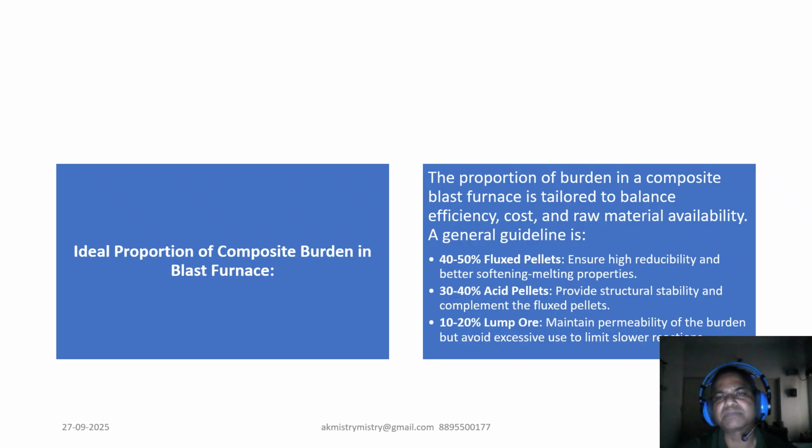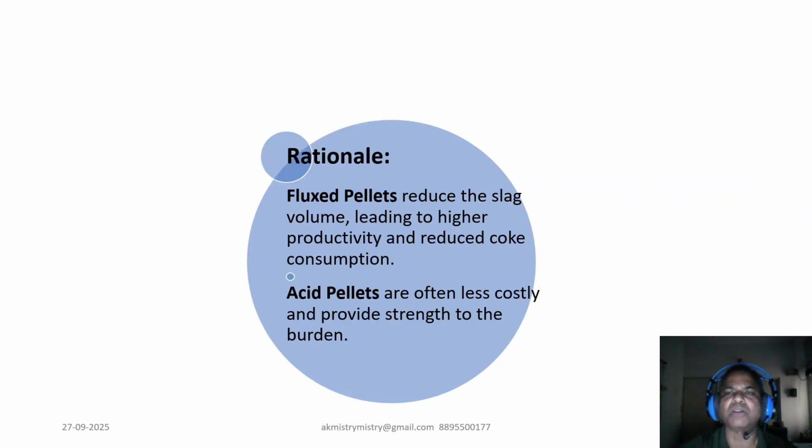30 to 40% acid pellet, these provide structural stability and complement the flux pellet. 10 to 20% lump is good enough, and this helps maintain permeability of the burden, but its use should be limited to avoid issues with the slow reaction. And the rationale is that the flux pellet reduces slag volume, which leads to higher productivity and lower coke consumption. And that's why we have to take a very judicious call on what should be our balance of the burden.